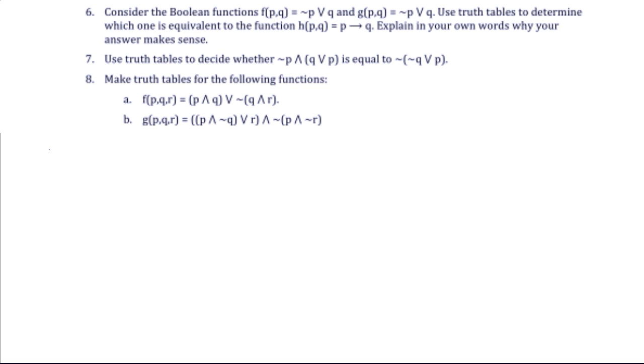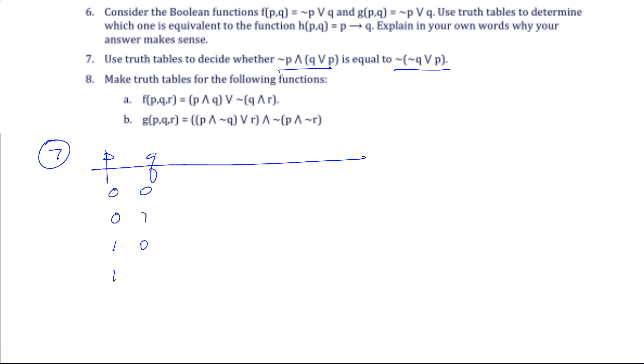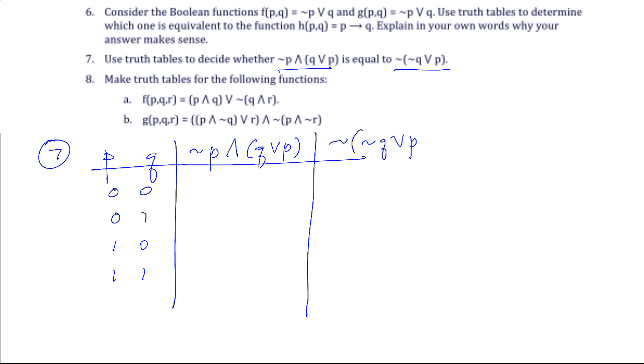In number 7, I need to use a truth table to decide whether these two things are equal. We have just P's and Q's here, so again, it's just a 4-row truth table. There they are, and I'll put those two over here, not P and Q or P, and not Q or P. I will go ahead and do these step by step. First of all, I'm going to do a not P column here.